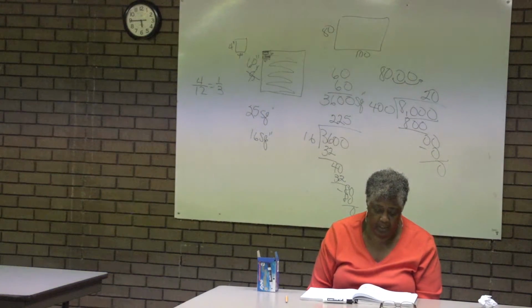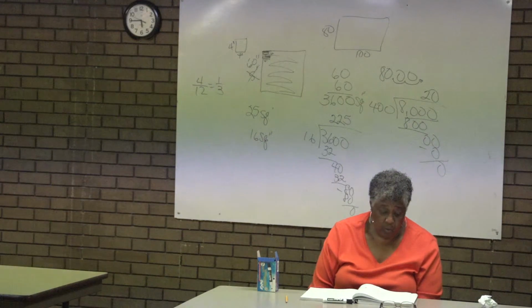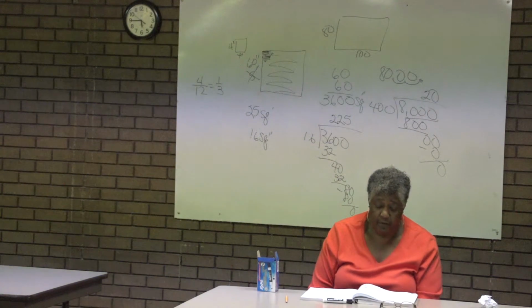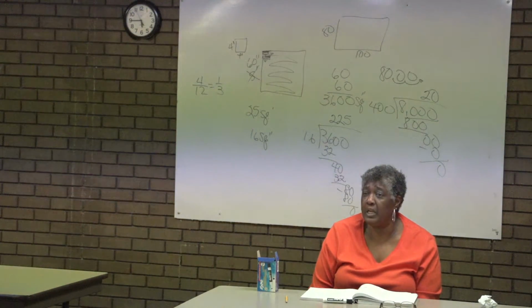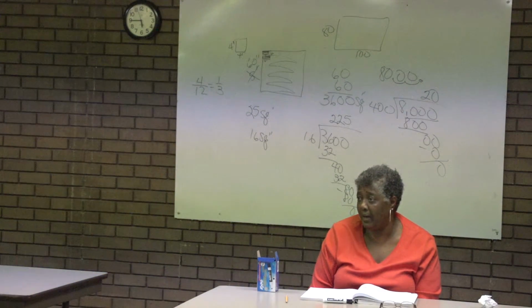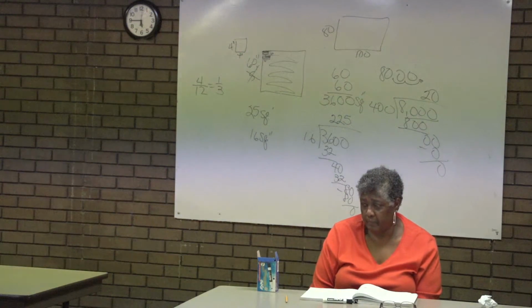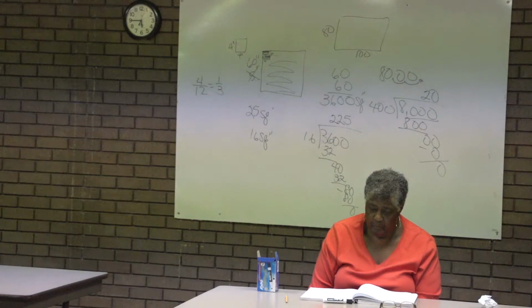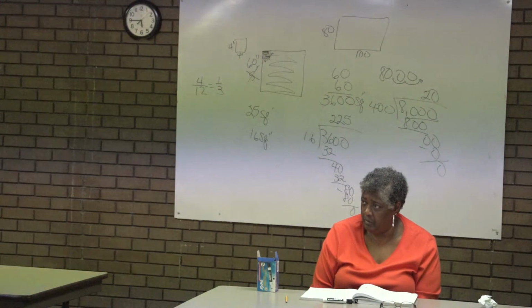So what is the radius of this circle? What's the radius of the circle? 15. You'd have to say what? 15 times 15 times pi. Okay? Follow? Got it? Do you understand that?